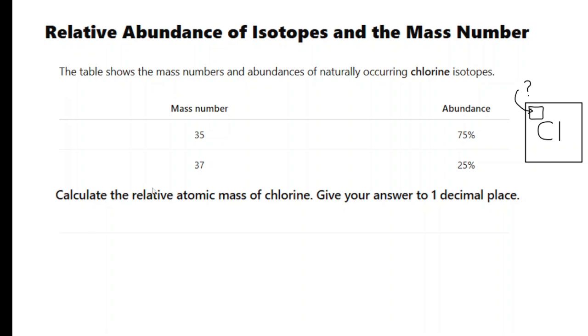Now, to do a question like this, you need to make sure that you represent each mass number in the correct proportion. So to get the relative atomic mass, all you need to do is multiply each mass number by its percentage, and just add them up. So 35 times 75% plus 37 times 25%. Let's put them in big brackets just to make sure that they don't get muddled up. And you just need to put it in the calculator. That will get you the answer.